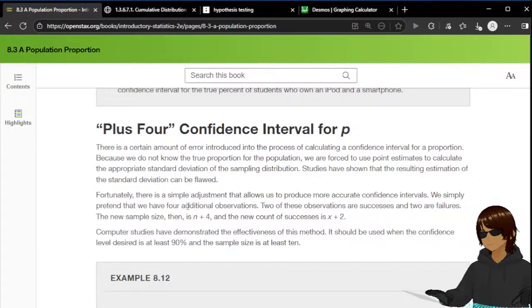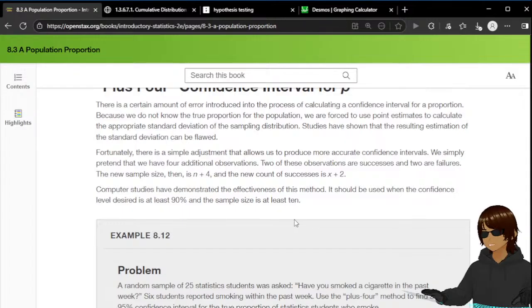Simply pretend that we have 4 additional observations. 2 of these observations are successes and 2 are failures. The new sample size then is n plus 4 and the new count of successes is x plus 2. Computer studies have demonstrated the effectiveness of this method. It should be used when the confidence level desired is at least 90% and the sample size is at least 10.